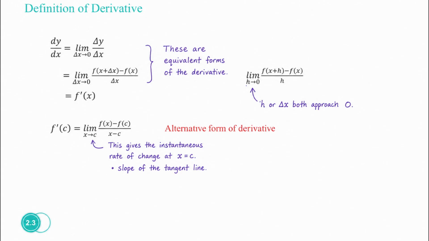They both approach 0. There is also this form, f prime c equal to the limit as x approaches c, f(x) minus f(c) over x minus c. This gives the derivative at a specific point, x equal to c. Geometrically, the derivative is the instantaneous rate of change, or the slope of the tangent line. So all the rules we learned earlier are shortcuts based on this definition.